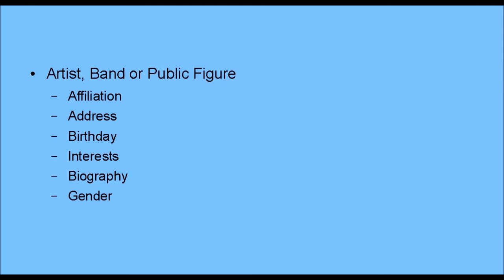For an artist, a band, or a public figure, you're going to be able to give lots of personal information about them, like their affiliation, their address, so that you can write off a fan mail or something like that, their birthday, their interests, their biography, and their gender.